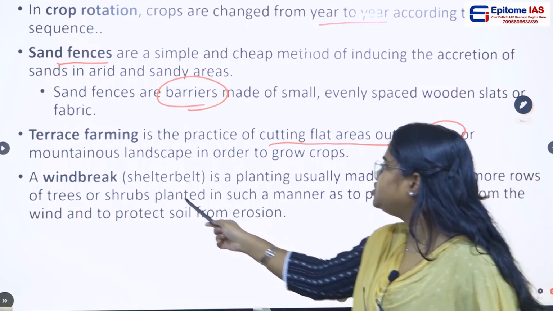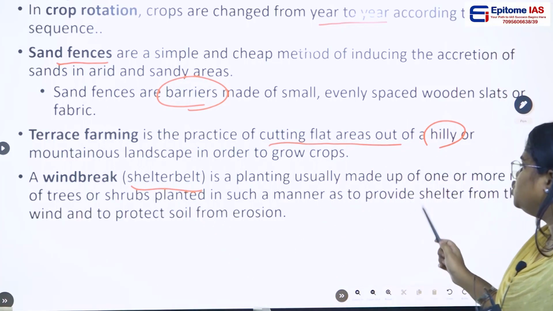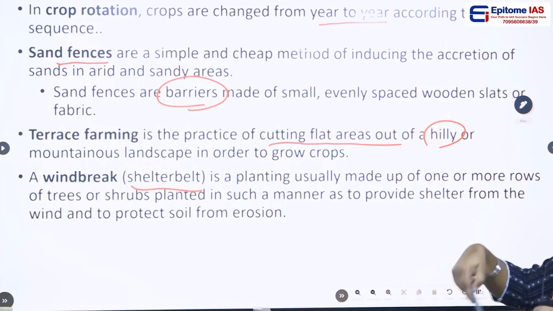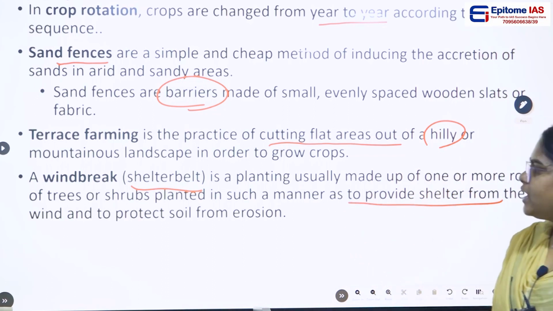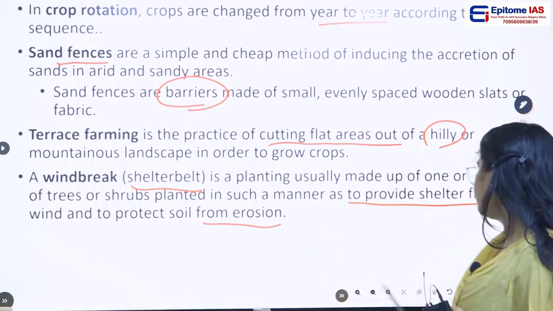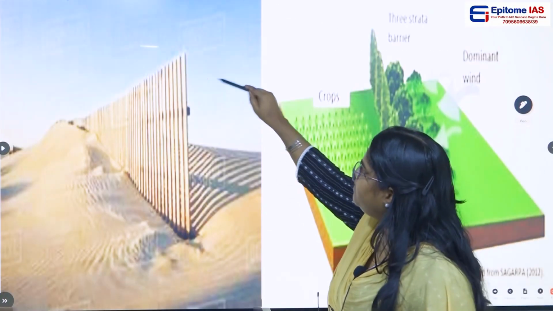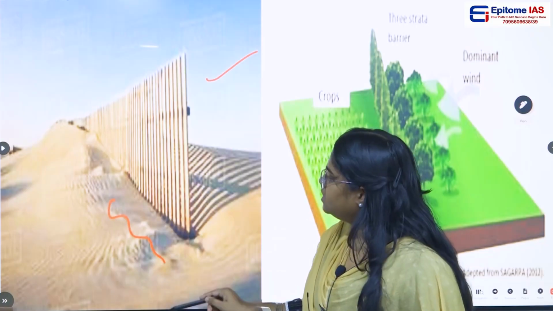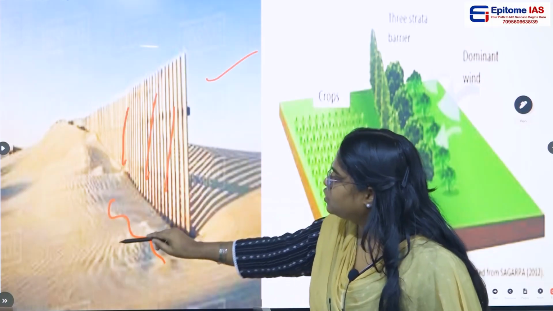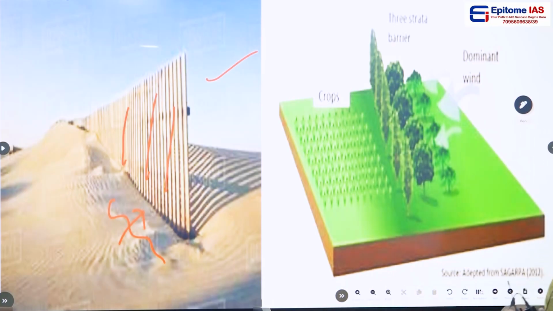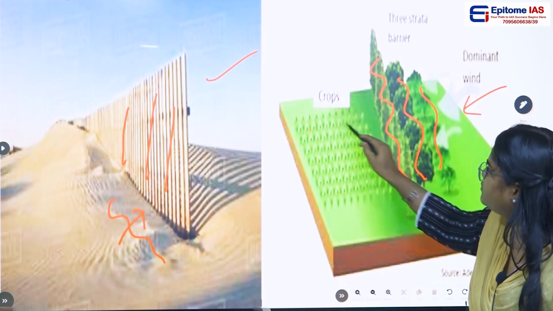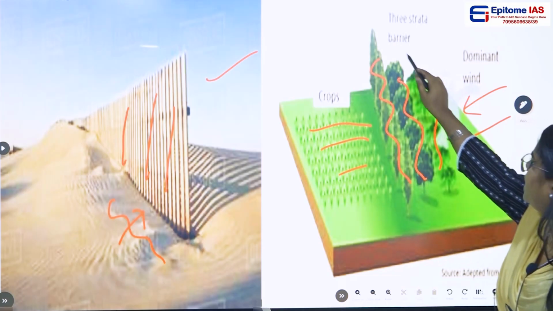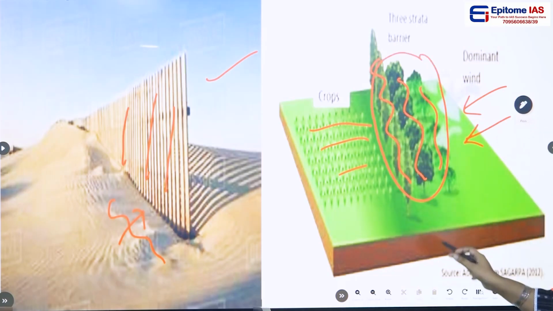Windbreak is also known as shelter belt. It's a planting usually made of one or more rows of trees or shrubs planted in a manner as to provide shelter from the wind and to protect the soil from erosion. So this is the picture of that wind barrier, sand barrier. This is the sand, and we have this barrier to stop the sand from being taken away by the wind, and this is the wind barrier. The wind is coming from this direction, and we have trees grown here, and this is the crop which we are having. So this particular barrier is stopping the wind from causing soil erosion.